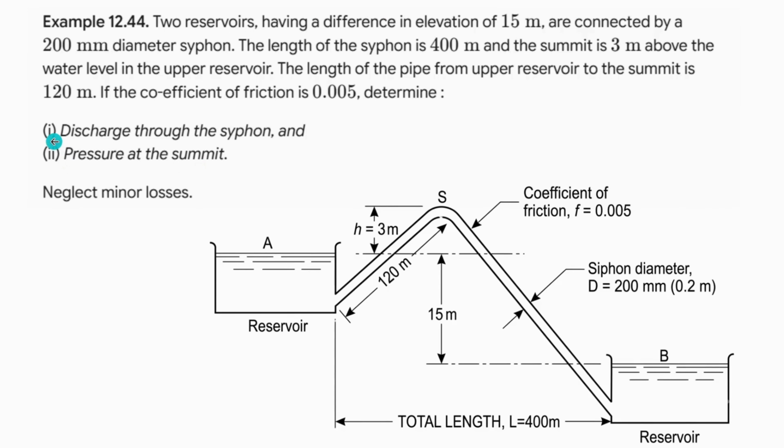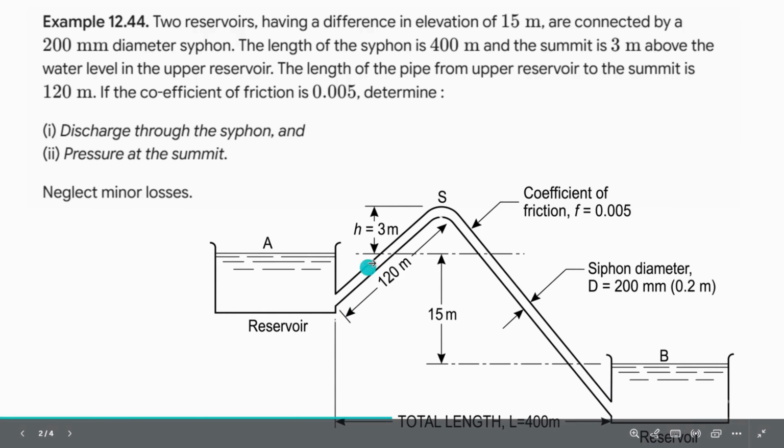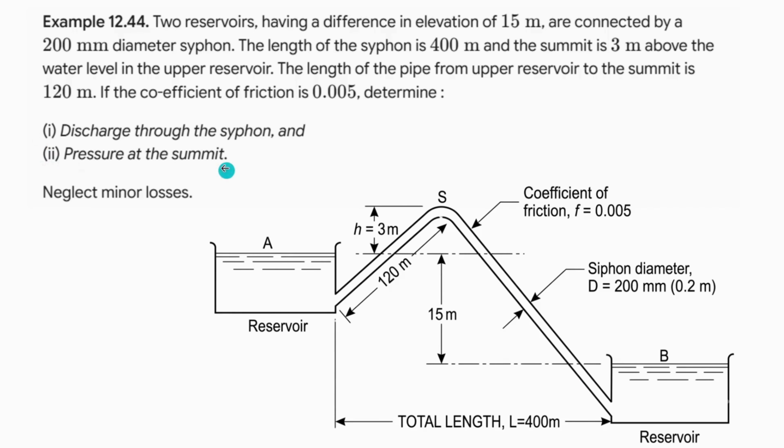In this example, there are two things that need to be determined: the discharge through the siphon. What will be the rate of flow which will occur through the pipes? And the pressure at the summit. What will be the pressure at the summit point or the peak point? It will be at negative pressure, but what will be the exact value of the pressure in this case?